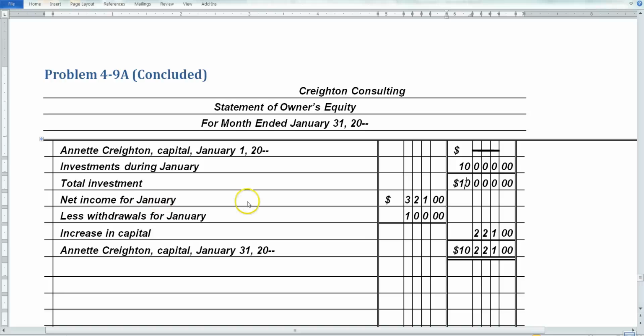Our net income for the month of January is $321. We withdrew in January $100. A withdrawal is a decrease. So we net $321 and $100 to give us an increase in capital of $221. Now we need to know our capital for the end of January. We take our beginning balance, add our increases in, and now we have a capital balance of $10,221.